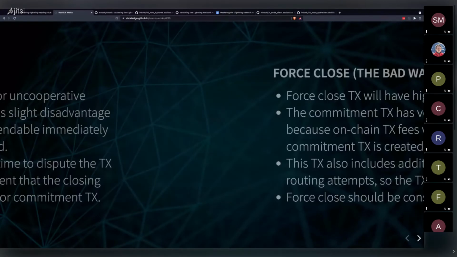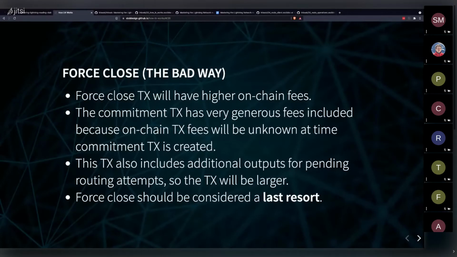And this is something I'm still trying to wrap my head around, but the force close actually has higher on-chain fees. The way they describe it is that there could be pending transactions that you were routing at the time the force close happens. So there would need to be a way to include transaction fees to close out on chain for those transactions as well. So essentially the idea is that these punishment transactions include higher on-chain fees in case they need to be closed out. I might have butchered that and said it a little wrong. So if anybody has a better understanding of that, please chime in and let me know.